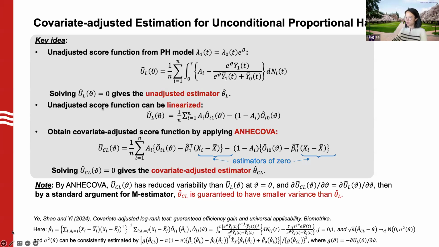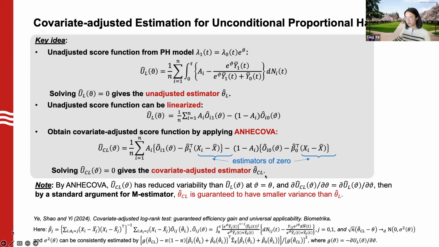Now we can also linearize. Once we have this score equation, we can linearize it to make it look like this, which is quite similar. The difference is that the derived outcome now depends on the parameter we want to solve for. Then we obtain the covariate adjusted score function by adding these adjustment terms. These adjustment terms are again estimates of 0, so it doesn't change the interpretation of the score equation, but it reduces its variability. We solve this covariate adjusted score equation, which gives us the covariate adjusted estimator.